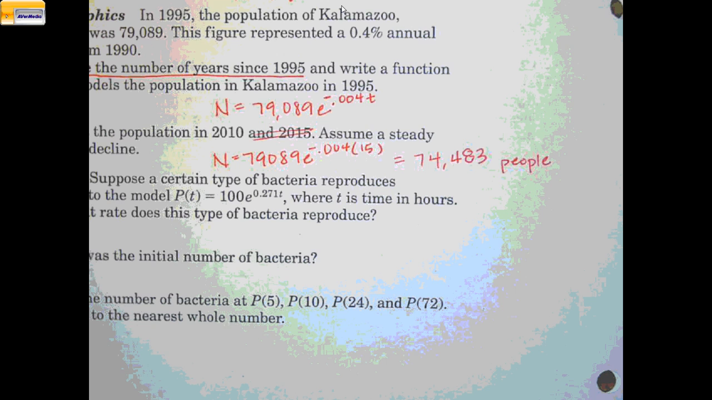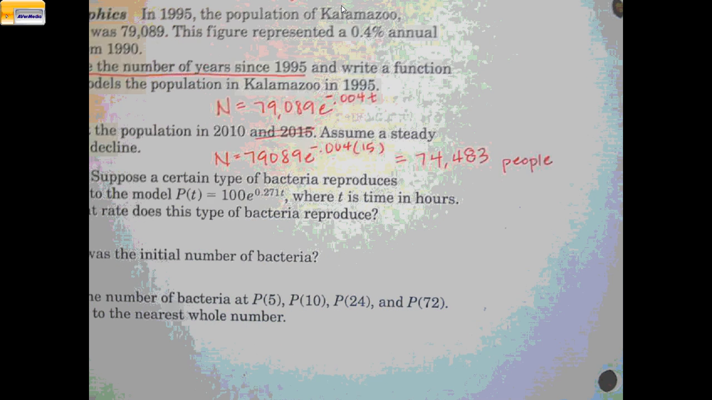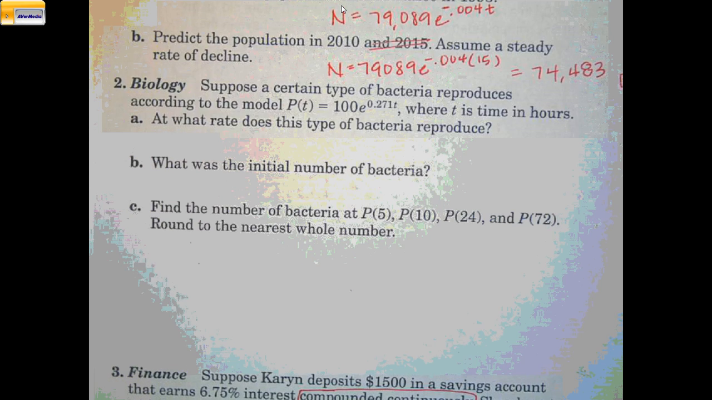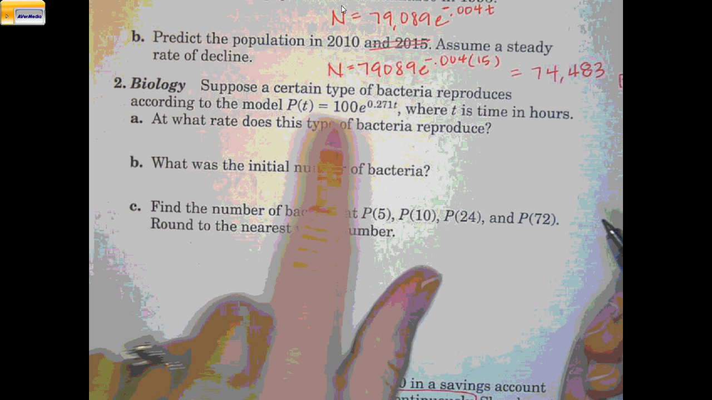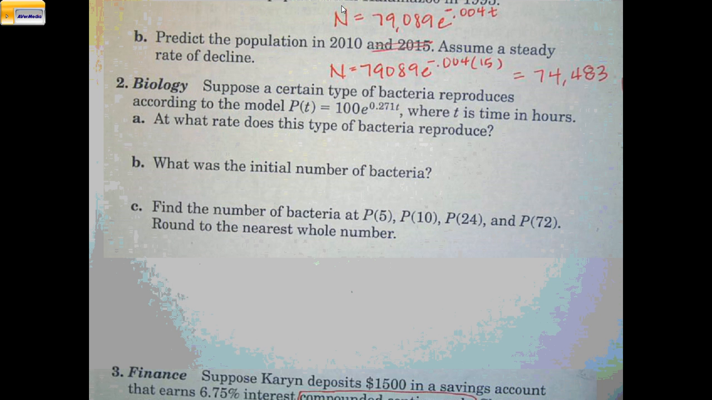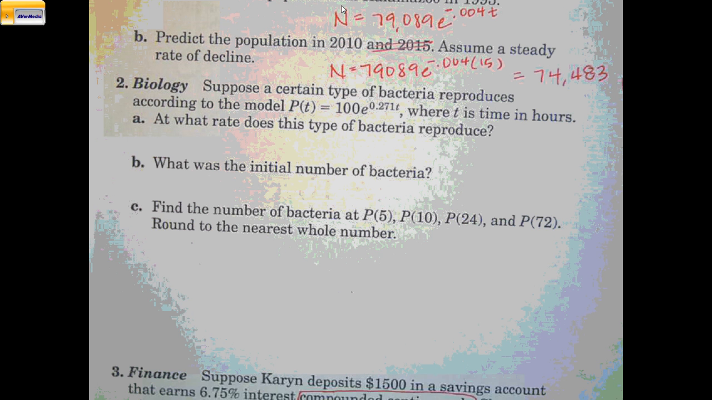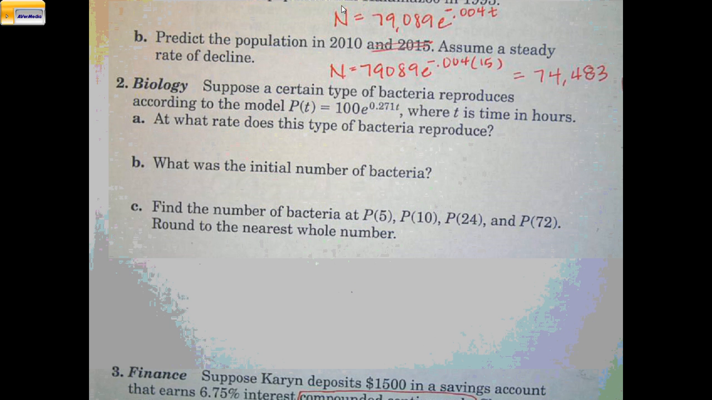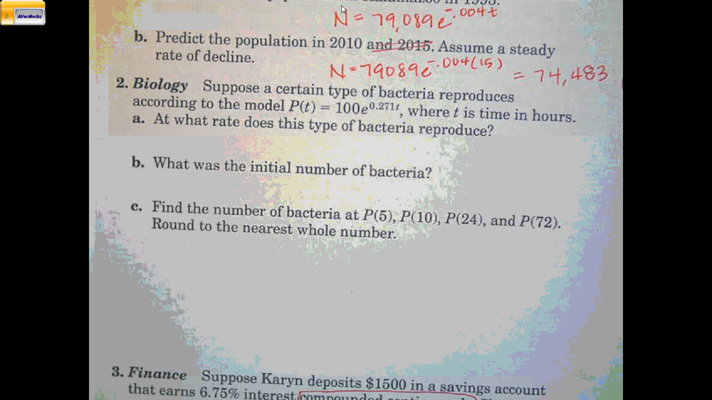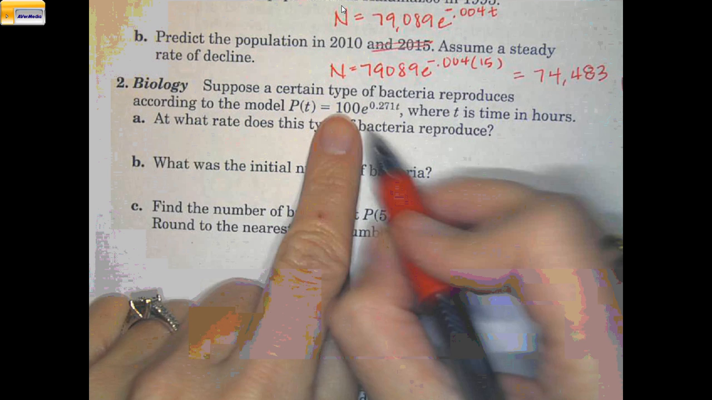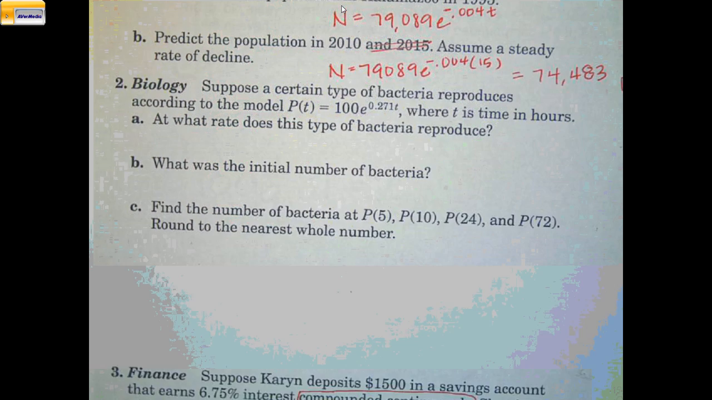Alrighty. Can I move on? Is everybody okay? Number 2. Suppose a certain type of bacteria reproduces according to the model, and this is a model we've been messing with, but just know in your homework, some of those problems, it's going to give you a bizarre looking equation. The good news is they gave you the equation. You just have to read and insert numbers in place of letters. Anyway, this is the same equation we've been used to, where T is time in hours.